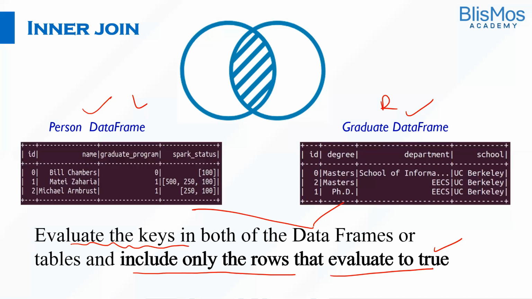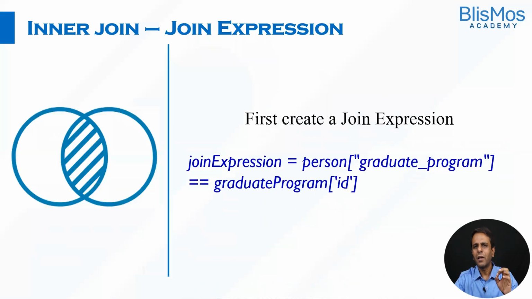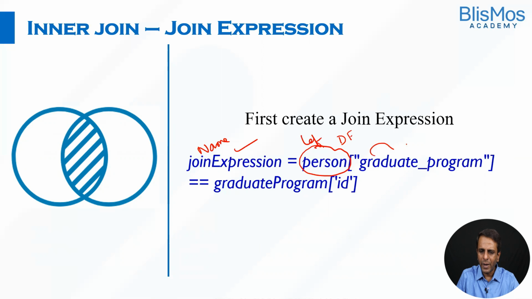First and foremost thing is we got to create a join expression. Here we got to provide the name of the join expression and the name of the data frame on the left side, the key on which we want to compare this data frame with the another data frame. This is on the right data frame and the key.